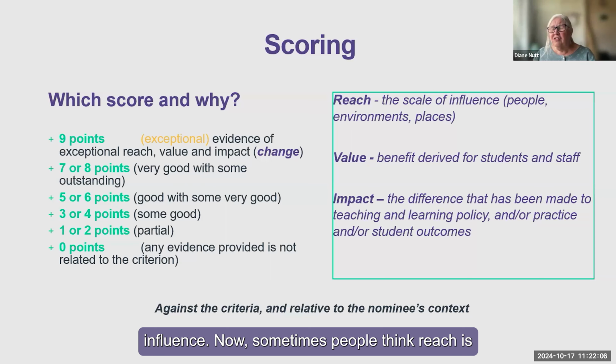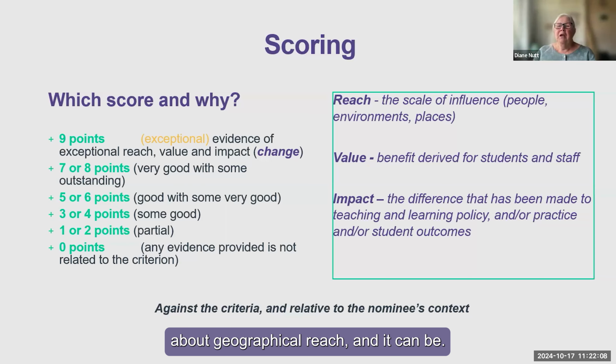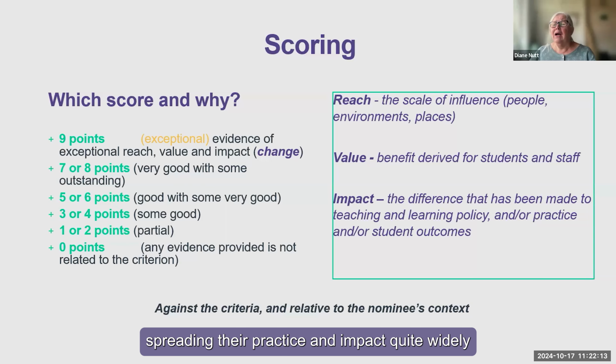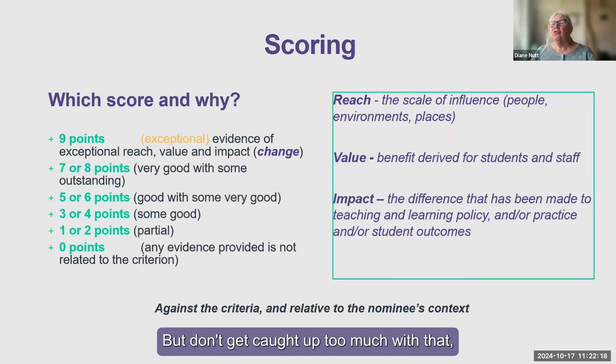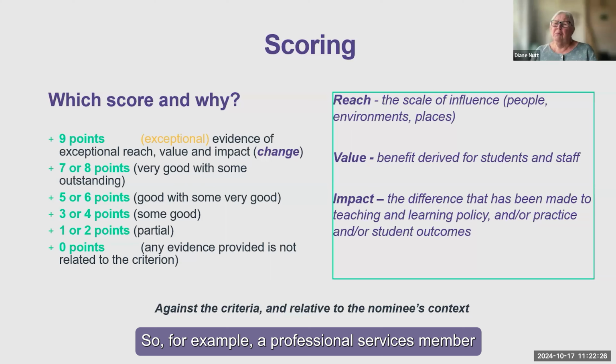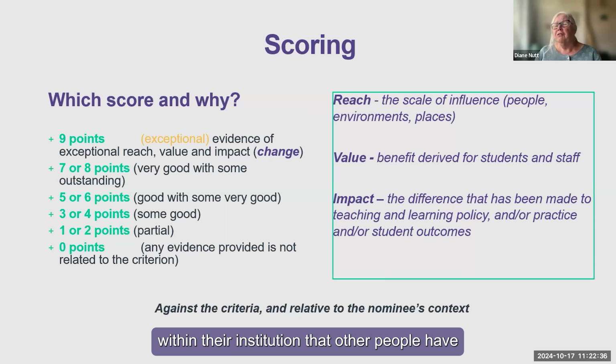Now, sometimes people think reach is about geographical reach, and it can be. It may be that some individuals are spreading their practice and impact quite widely on a national or international basis. And that is a version of reach, but don't get caught up too much with that, because depending on their context, that may not be something they have the opportunity to do. So, for example, a professional services member of staff may not have the chance to do international work, but they may have an influence and impact on people or groups within their institution that other people have not been able to reach. And that may be a significant evidence base for their claim.